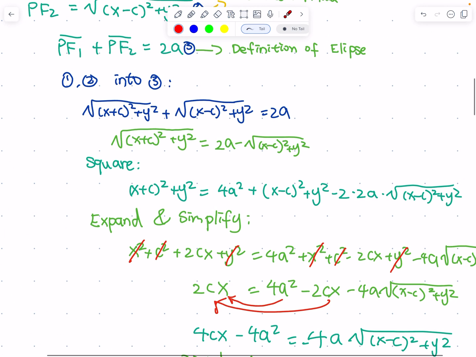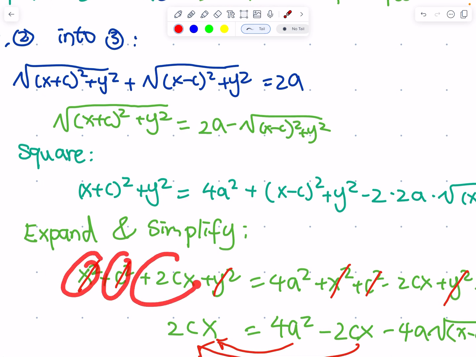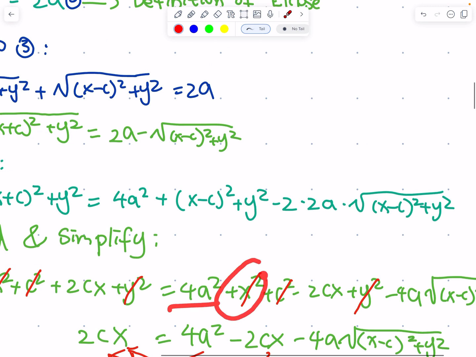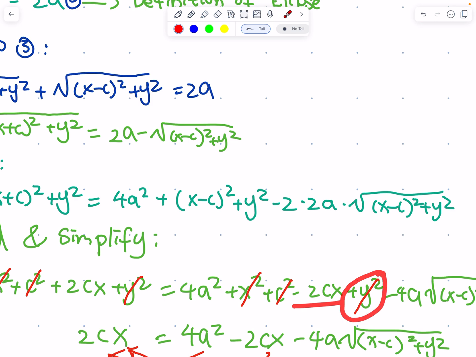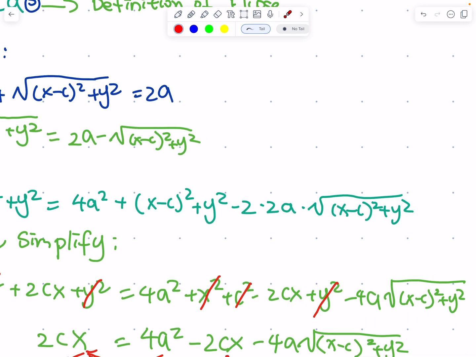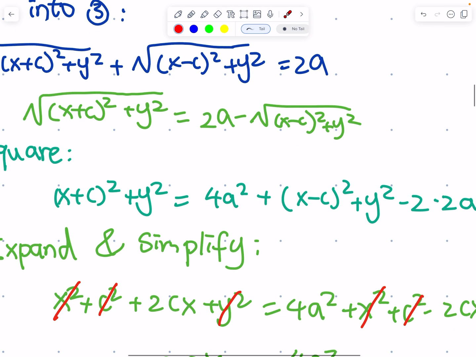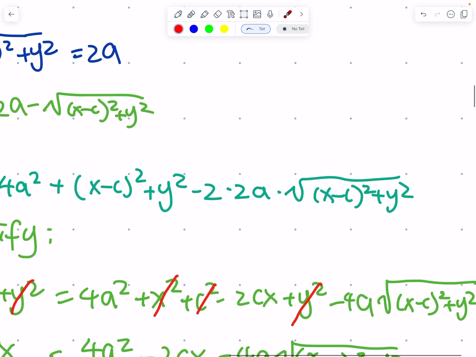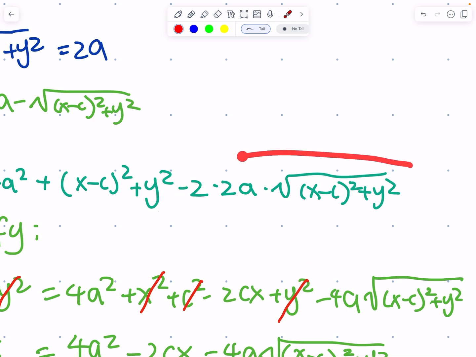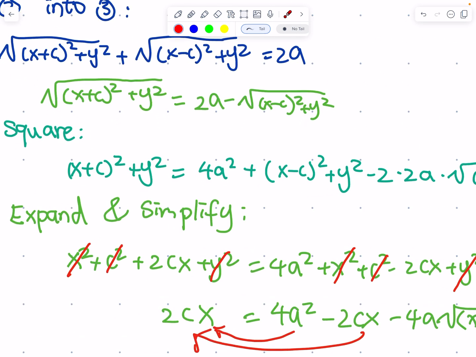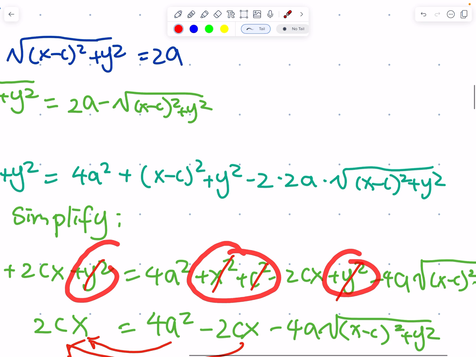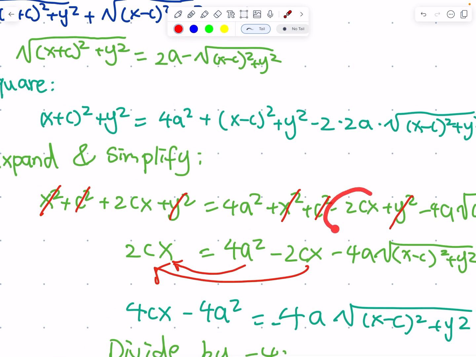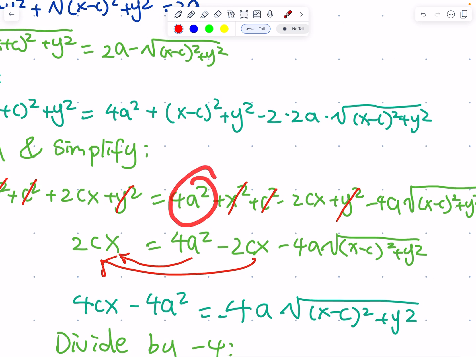Okay, so now x squared plus c squared plus 2cx plus y squared is equal to 4a squared plus x squared plus c squared minus 2cx plus y squared minus 4a square root of (x minus c) squared plus y squared. I think that is pretty understandable. Here we expand into this. The y squared we will keep over here. This will be kept. This will be expanded into these three terms: a squared plus b squared minus 2ab. This will be kept, and this will be simplified. After expanding, this and this and this and this will be canceled out. Then we can move the 2cx over there, and for this we can keep it over here.